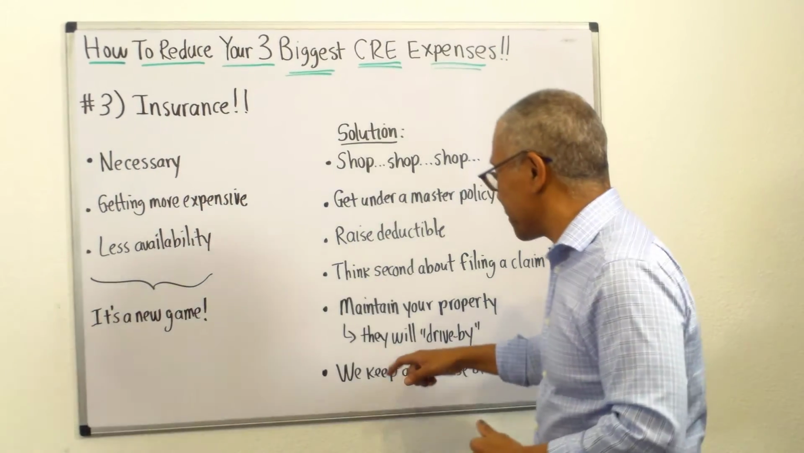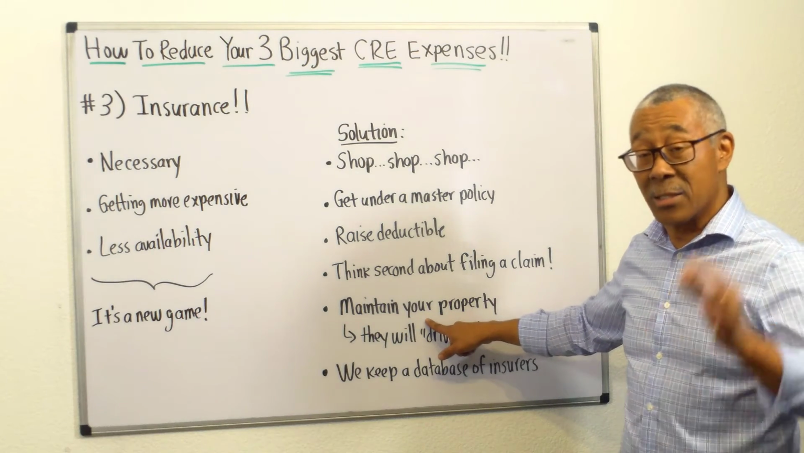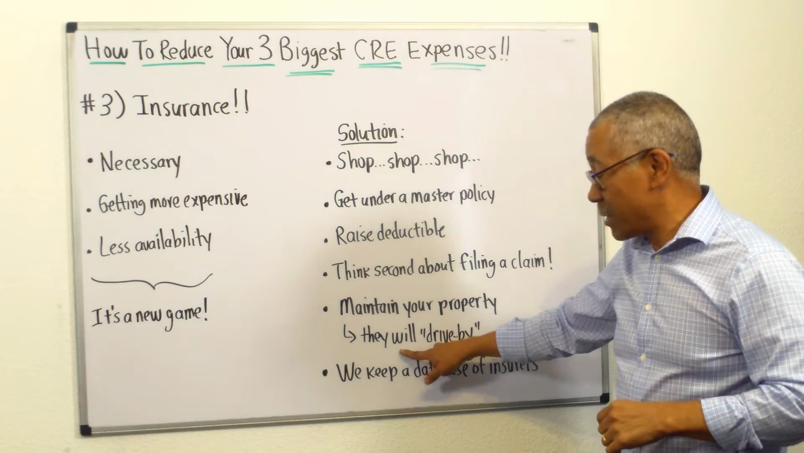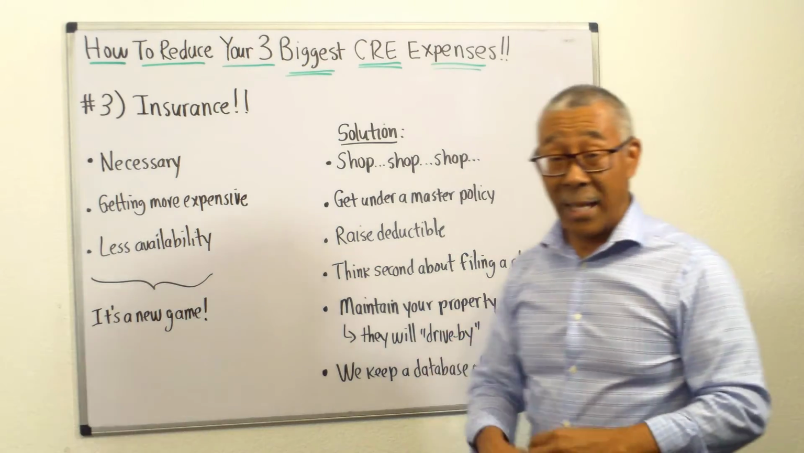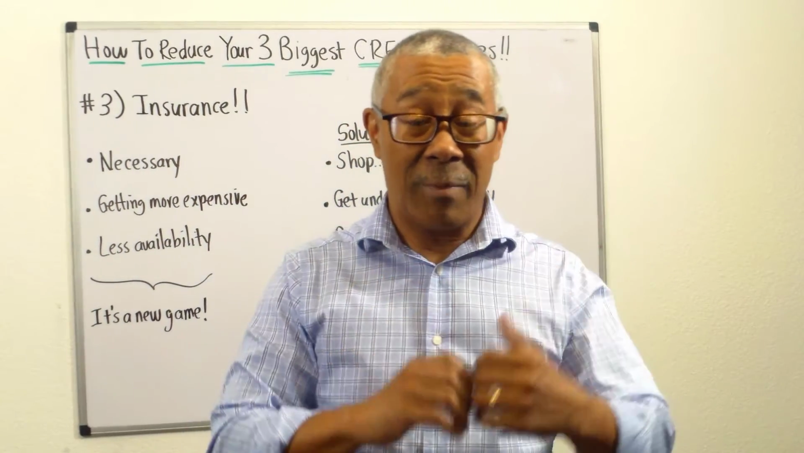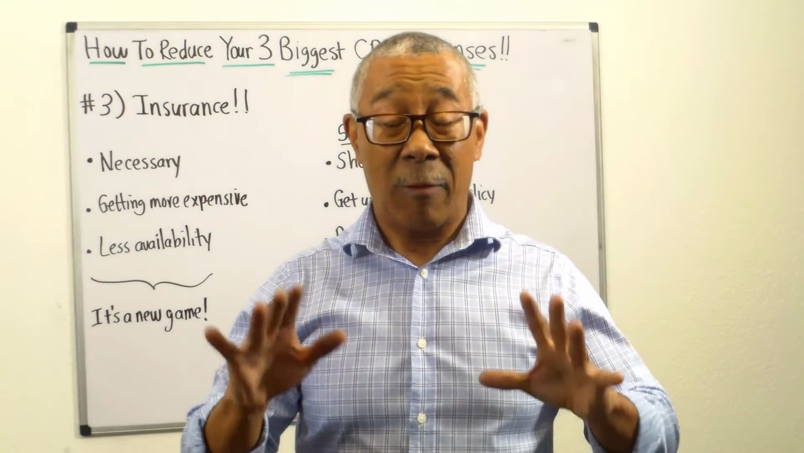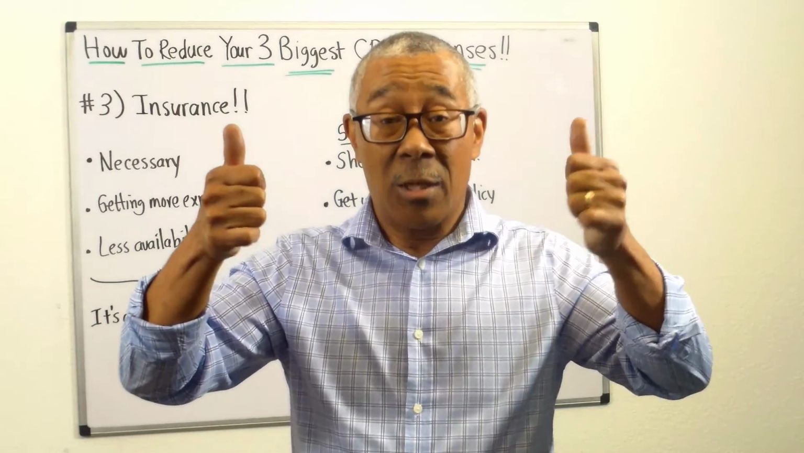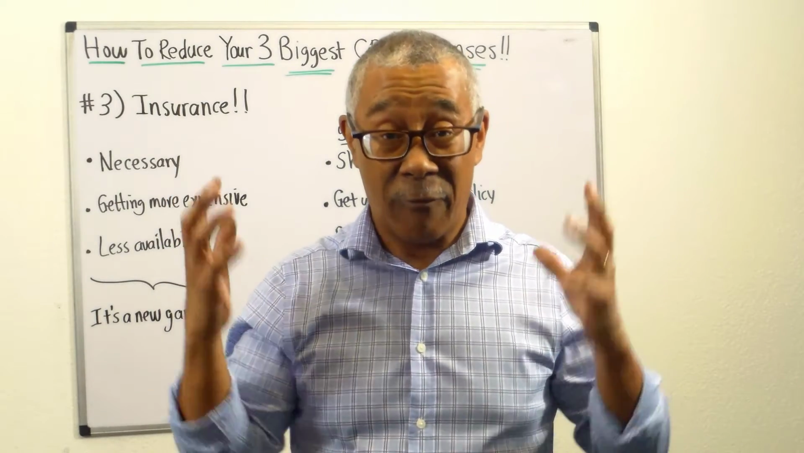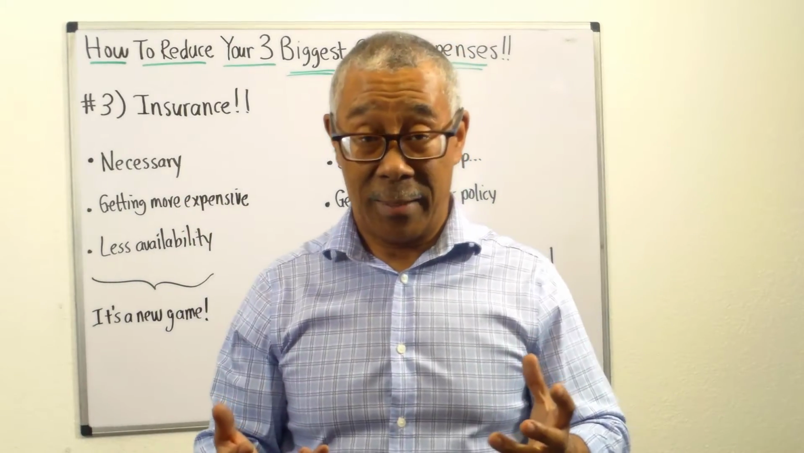The next one is maintain your property. In order to keep your rates the same or get them lower throughout the years, because they will drive by, and they will notice if a shingle is missing or if siding is coming off, the building needs paint, or something is rusted, and they will either jack up your rates or they will cancel you. So to get the best chance of having affordable insurance or getting it reduced, maintain your property.